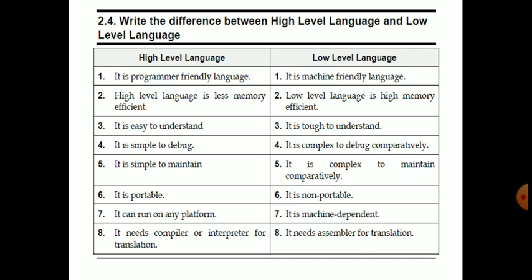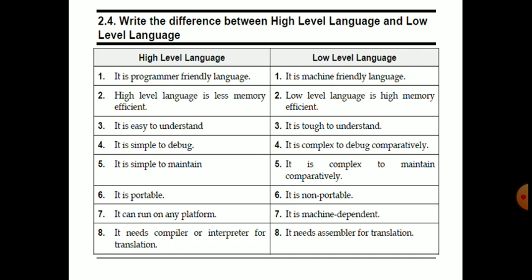A high level language is portable, that is machine independent. We can use the one language on any number of machines. It is not portable in case of low level language, that is it is machine dependent. We cannot use the same low level language from one machine to another machine. It can run on any platform. A high level language needs a compiler or interpreter for translation into machine language. If you want to convert them, then we need other software and hardware also.